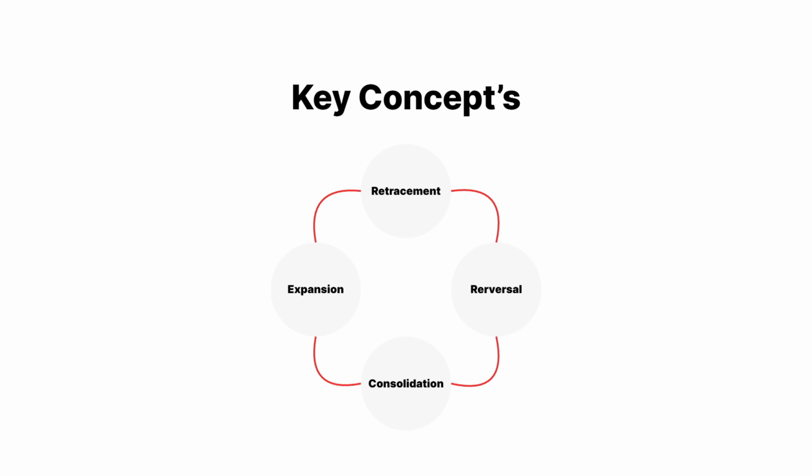So the key concepts of phases of price. Phases of price, we have four. We have retracement, reversal, consolidation, and expansion. Now, phase of price, you don't need to complicate it, it's in the name, it's a phase that price has, so we have the retracement, reversal, consolidation, and expansion.